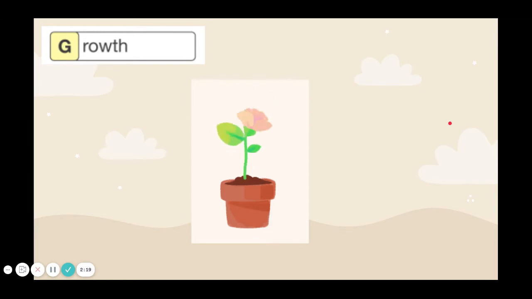The G for Mrs Gren is, my turn, growth. Growth. So that means something changes throughout its life. So this plant grew from a seed all the way up into a flower. And we as humans grow from babies all the way up to adults. So if something grows, that's one of the 7 things it needs to do to be classed as a living thing.